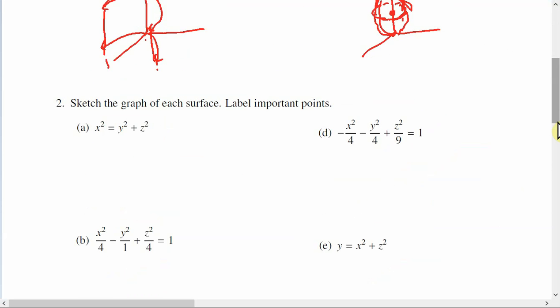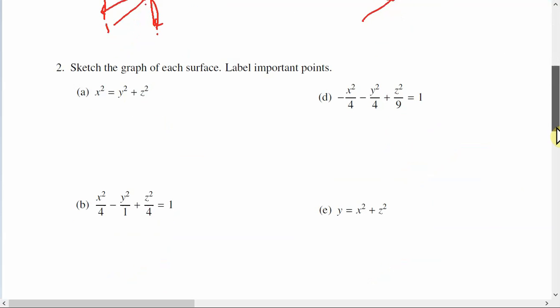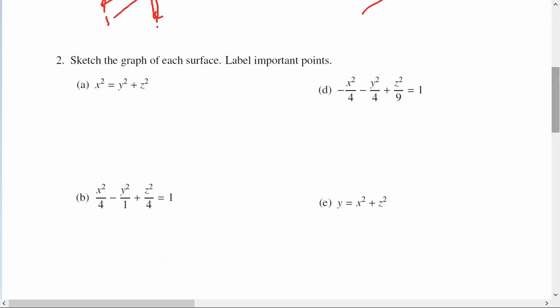Number 2, we've got some more graphs. These are ones that we've been practicing on quizzes. First one would be a cone along the x-axis. So there's my coordinates, my axes. So this cone goes something like this along the x-axis. And there's nothing to label on this one because it is going along that x-axis and it crosses at 0, 0, 0.